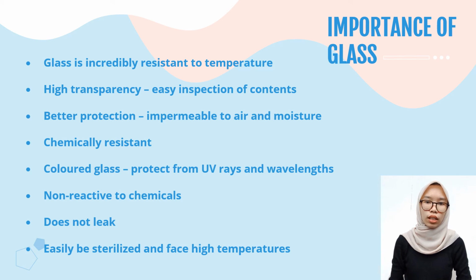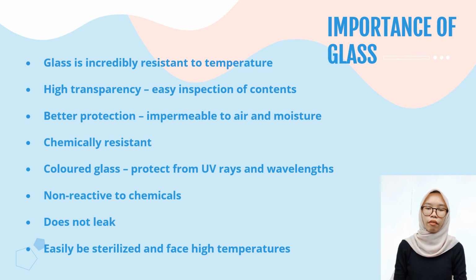Another importance of using glass is that it does not leak like certain types of plastic, which can leak a chemical called bisphenol A or BPA. It has been suggested that contamination of pharmaceutical products with BPA can negatively affect the brain and blood pressure. Choosing glass material for pharmaceutical packaging eliminates this risk. Also, glass can be sterilized and face high temperatures without denaturing, destroying bacteria and germs.